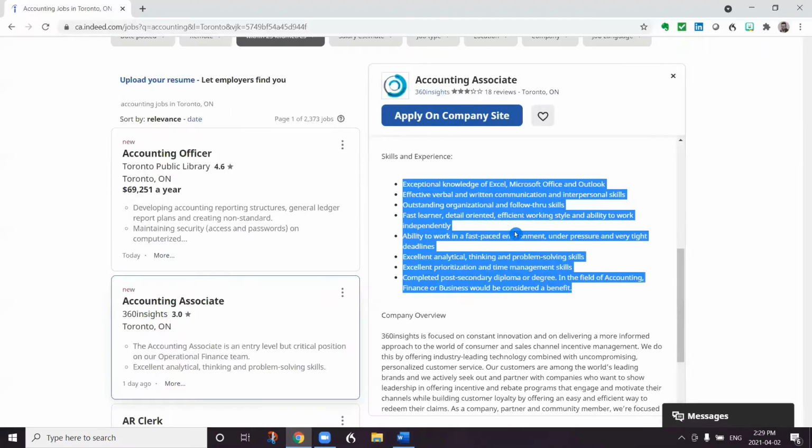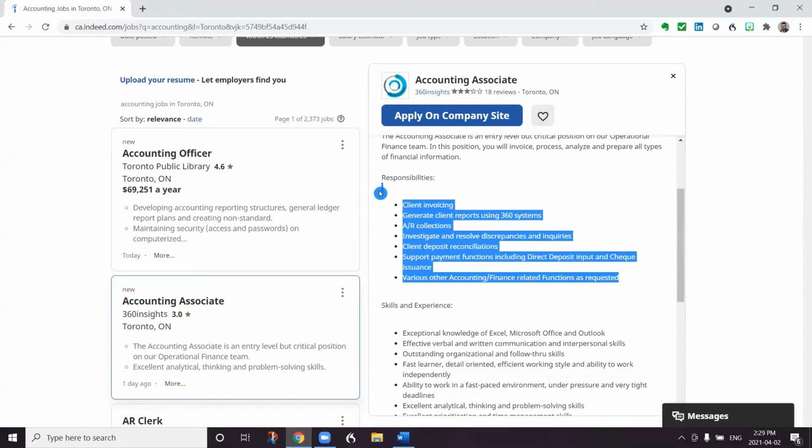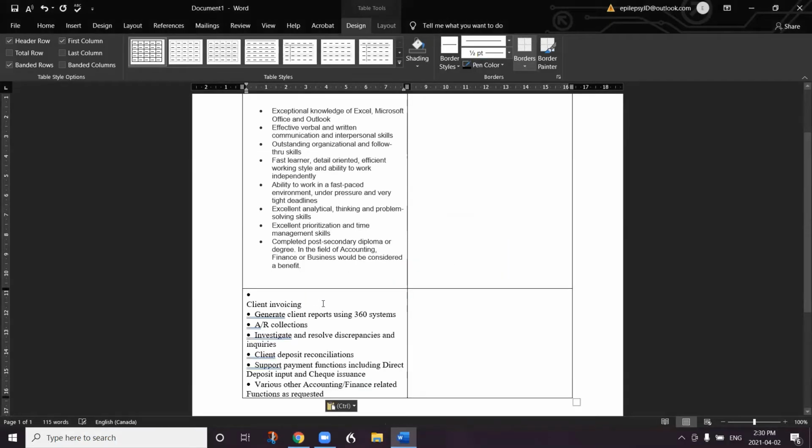And then we're going to go back to the job posting. We're going to go up to where it says responsibilities, which is basically what the hiring manager actually wants done. This is what human resources looks for. This is what the hiring manager wants. So we're going to copy and paste that down there.